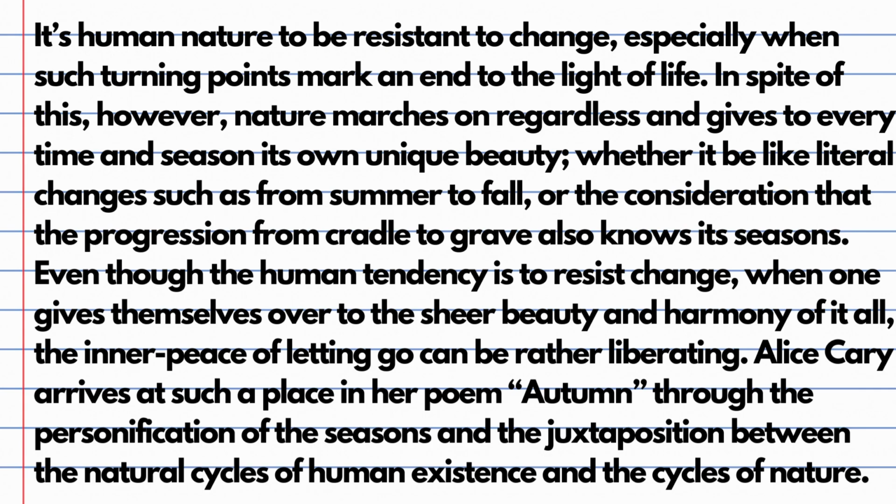So we're at the fourth sentence, and we're going to get the construction of meaning sentence. Alice Cary arrives at such a place in her poem Autumn through the personification of the seasons and the juxtaposition between the natural cycles of human existence and the cycles of nature. So yet again, it's very cut and dry. 3 + 1, vocab up, focus on those sentence structures, and just follow the template from top to bottom. It's always 3 + 1.